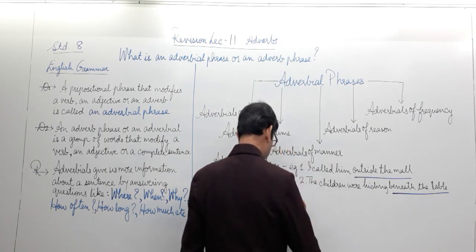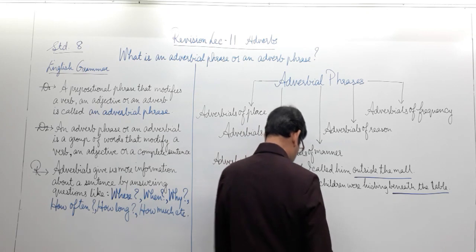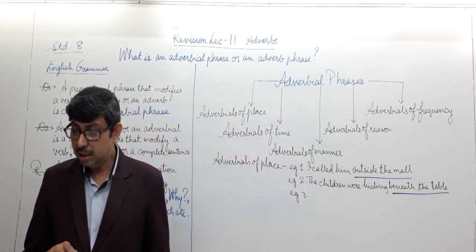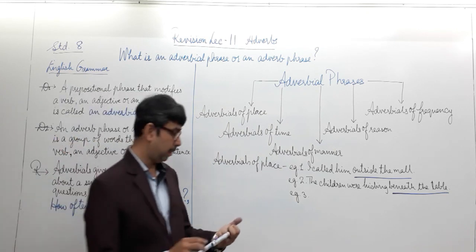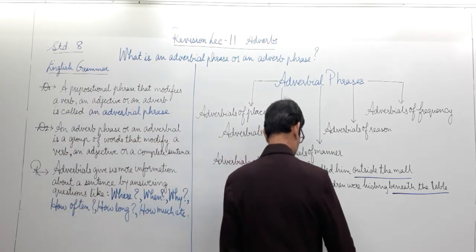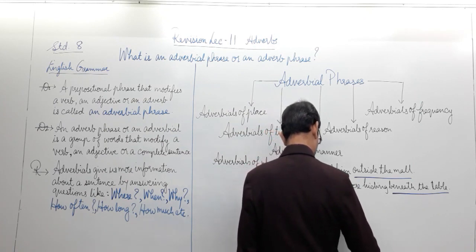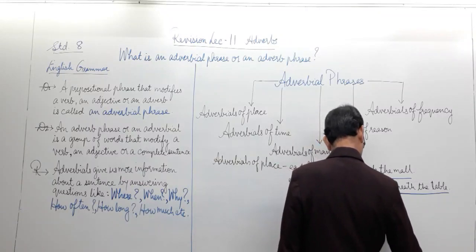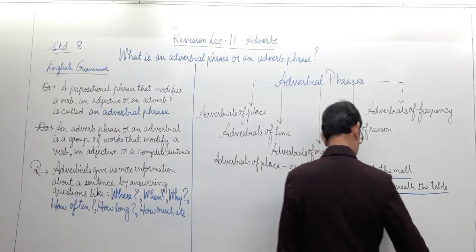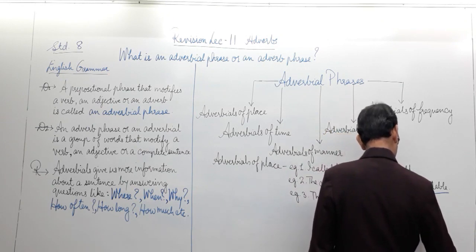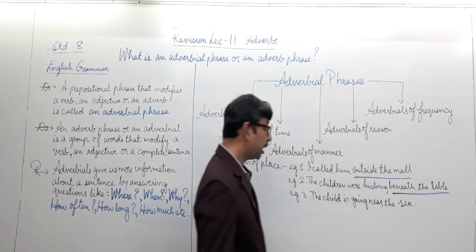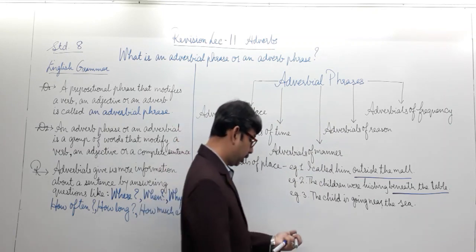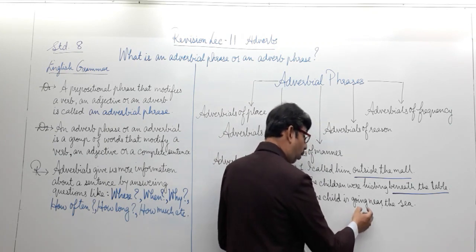Another example to make our understanding clearer: the child is going near the sea. What do you see in this sentence? Once again, you will see a set of words along with the adverb mentioned inside it, the action of going. Where is the child going?